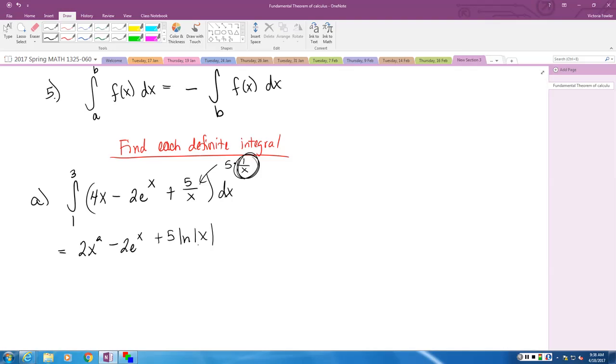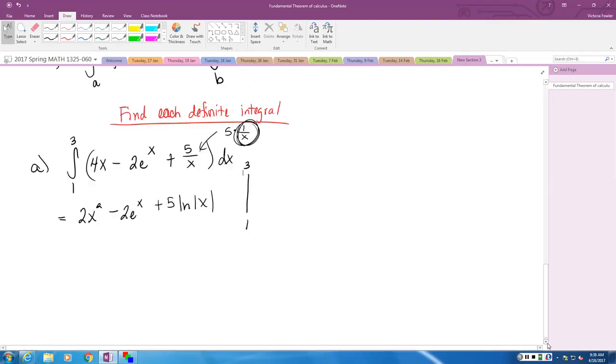But now I'm finding the definite integral, so my notation is going to tell me I'm going to evaluate this from 1 to 3. This is what the fundamental theorem of calculus said. And all I have to do is evaluate at each endpoint, right? And then subtract in the correct order. So what do I plug in first?